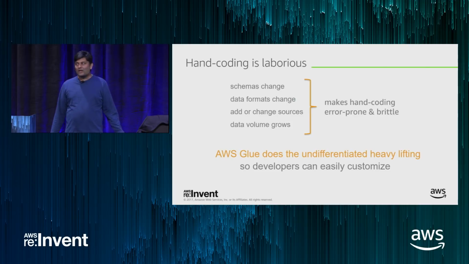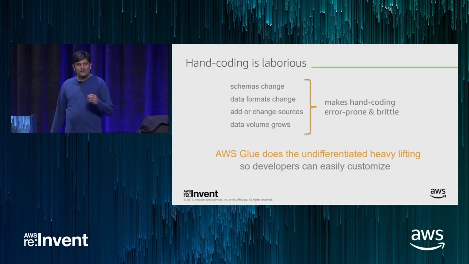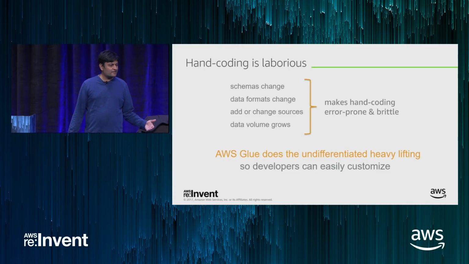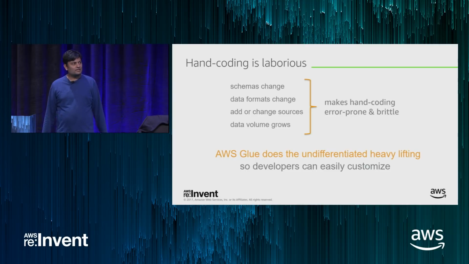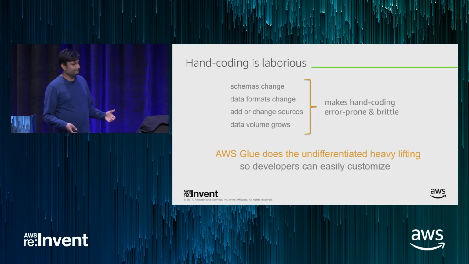All right, so even though everybody's coding, that doesn't mean coding is easy. In particular, writing ETL code is especially hard. And the reason it's hard is because the underlying data is changing. It's changing very quickly. The underlying data structures, the schemas are changing, the data formats are changing. As you often, in an agile environment, need to add or change the sources that you have, and the data grows. It grows pretty fast. And so what this means is that developers have to constantly change and adapt their scripts, and it makes hand coding extremely error-prone and brittle.